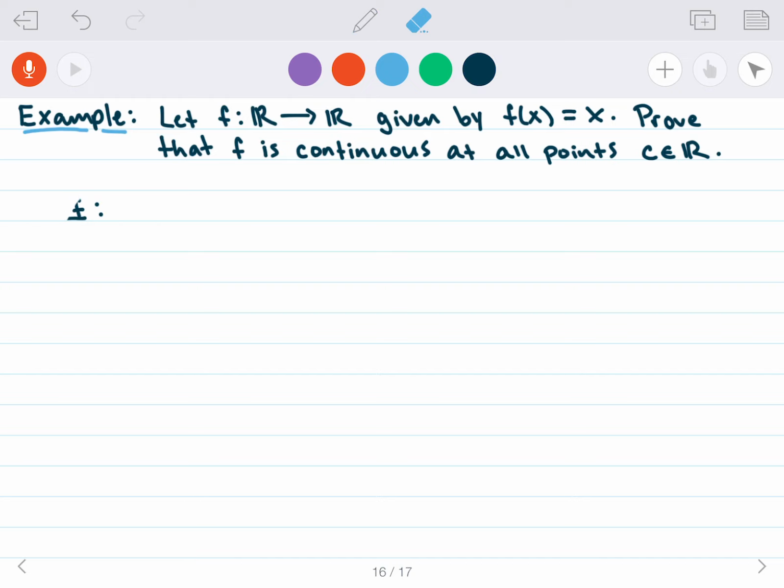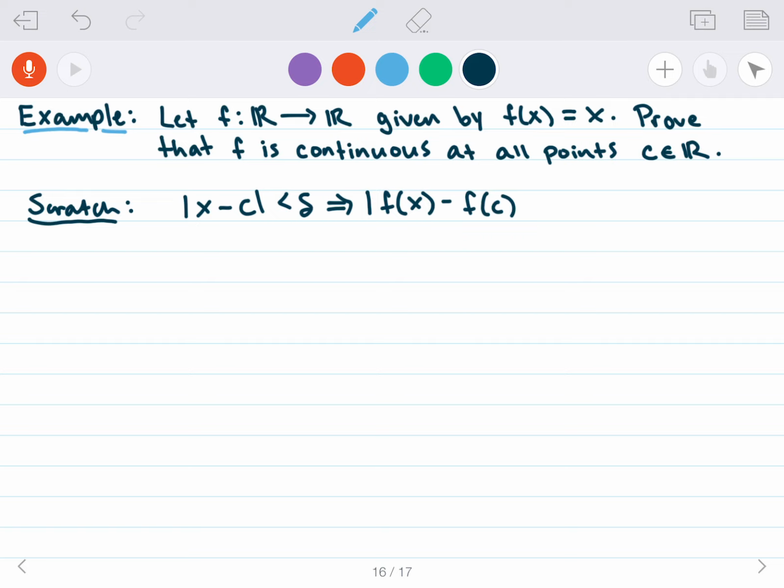Well, maybe we'll do scratch work first. So it's going to be the same kind of spirit as the functional limits and the sequential limits. So what are we trying to show? We're trying to show that |x minus c| being less than delta is going to imply that |f of x minus f of c| is going to be less than epsilon.